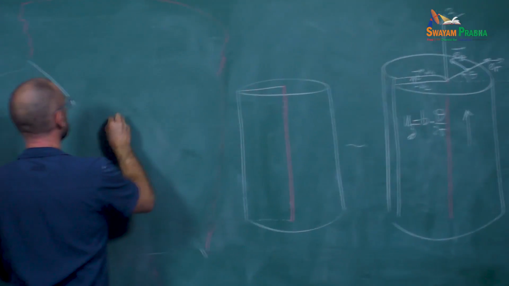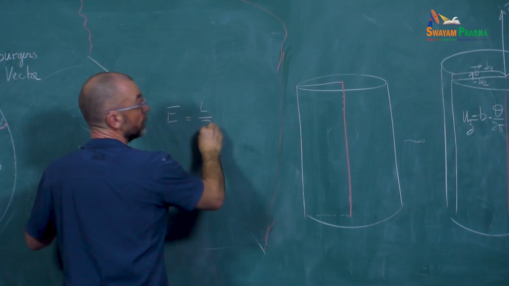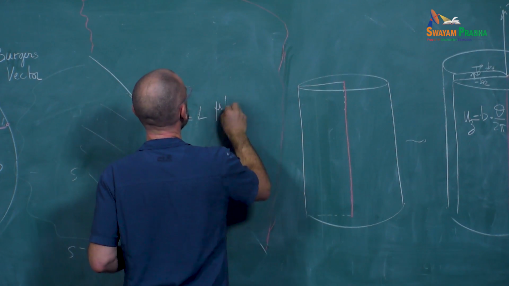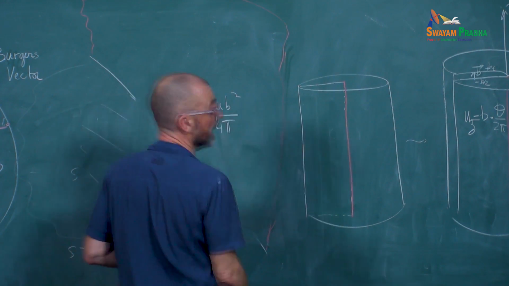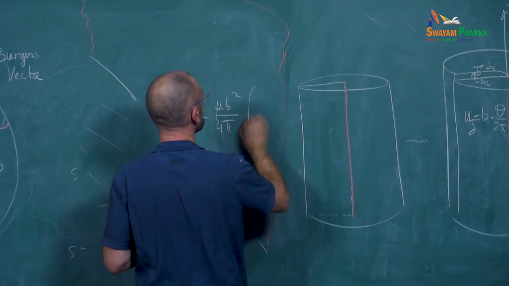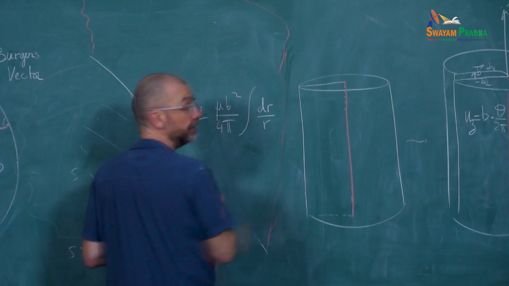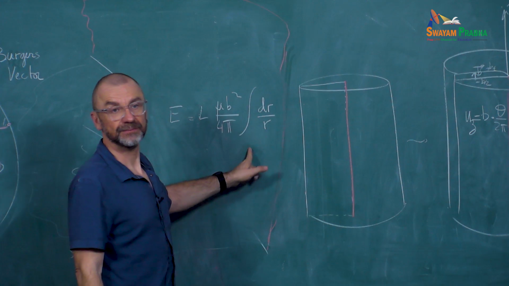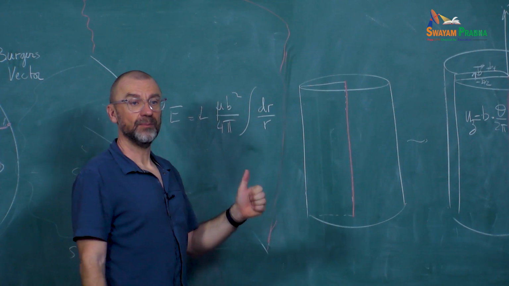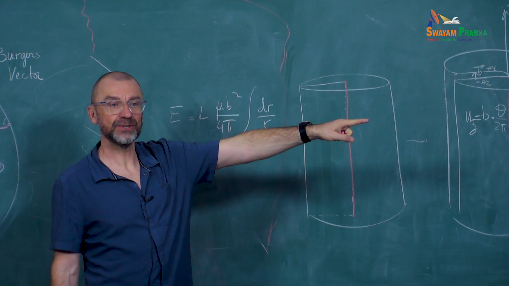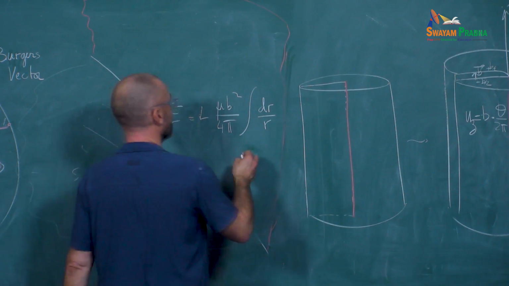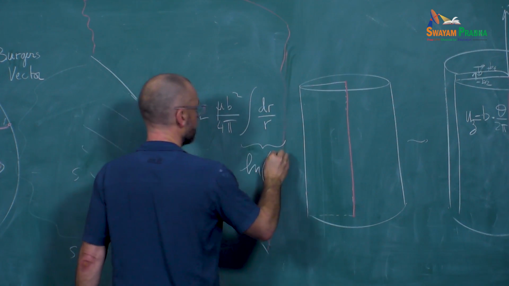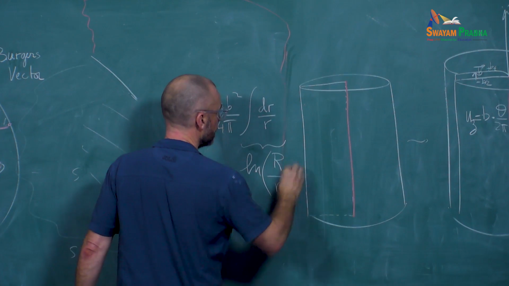What I show is that the energy is L over 4 pi, sorry, no, I have an L, I have mu b squared over 4 pi. And now I need to integrate dr over r. And that's where all the trouble comes in, because this integral diverges both towards 0 and towards infinity. So to get a well-defined energy, I have to use two cutoffs, not just one, but two, to have a log of r over r naught.